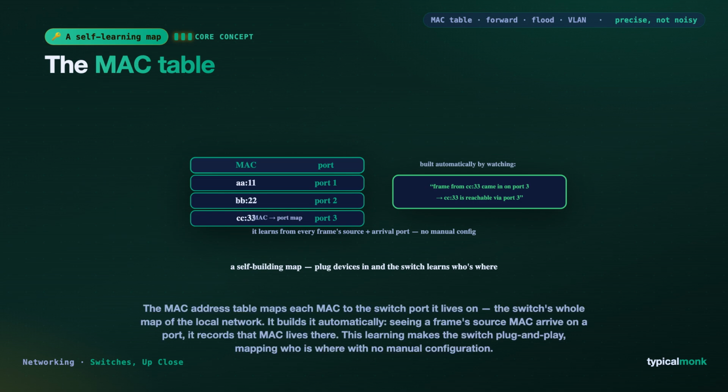So the takeaway? The MAC address table maps each MAC address to the switch port it lives on, and the switch builds it automatically by noting the source address and arrival port of every frame. A self-learning map that makes the switch plug and play, with no manual configuration.